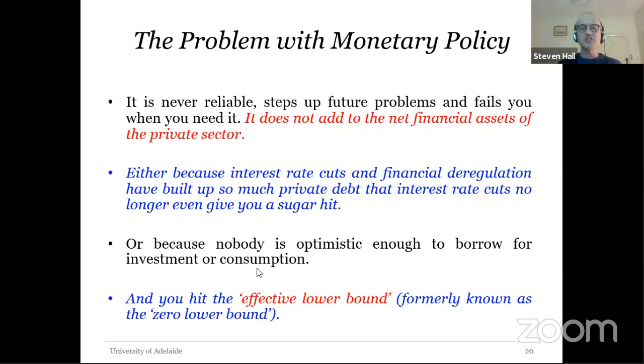And then after 2013, in Japan and in the Eurozone and in some other places like Denmark, they cut official interest rates, so they ended up being negative. Well, that didn't help either.